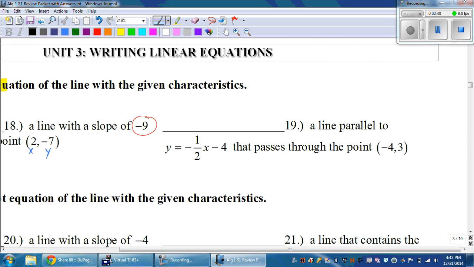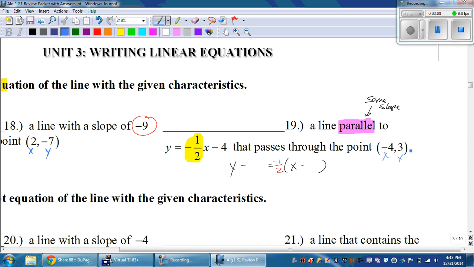All right. Number 19 says a line parallel. Ooh, parallel, that sounds like a keyword. Do you remember what parallel means? Yeah, that means same slope. So I need to find the slope and steal it. And now we're going to start plugging everything in. So my slope that I'm stealing is the -1/2.